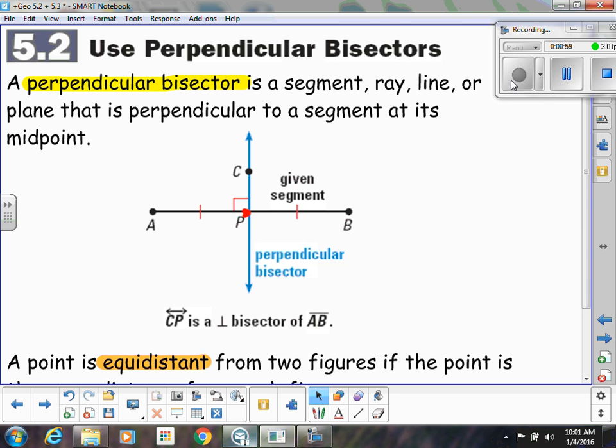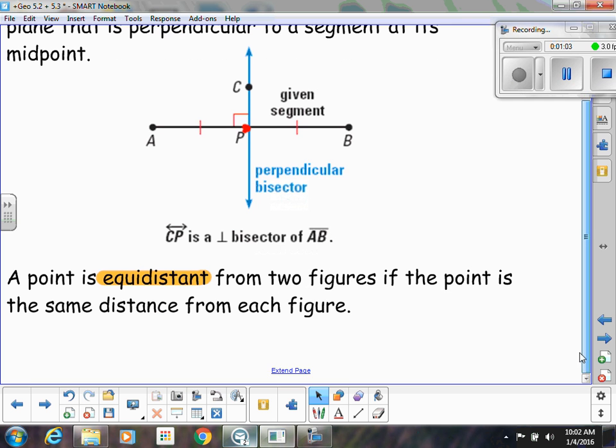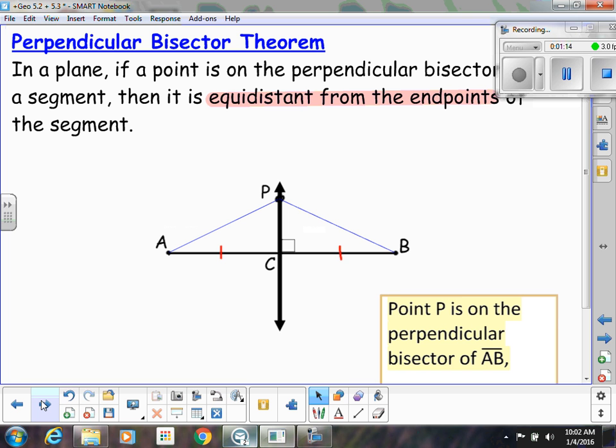Also, we have this other vocabulary term, equidistant. A point is equidistant from two figures if the point is the same distance from each figure. So when you hear that word, that's what that means.